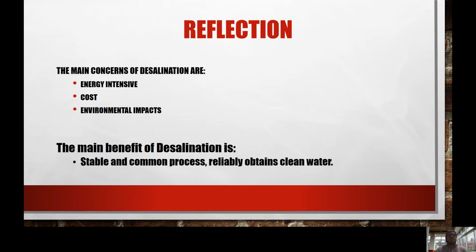So the main concerns of desalination are that it is very energy intensive in terms of a plant setting. It has high cost and, of course, the environmental impacts that are associated with it. And at the same time, the main benefit of desalination is that it is a stable and common process that reliably obtains clean water. All right. So I would like to focus mainly on the environmental impacts that is the main concern of desalination. So the process of desalination creates brine as a byproduct, which is highly saline water with a high concentration of salt, and this is being released back into the ocean once it's done. And this byproduct is potentially harmful towards marine life.